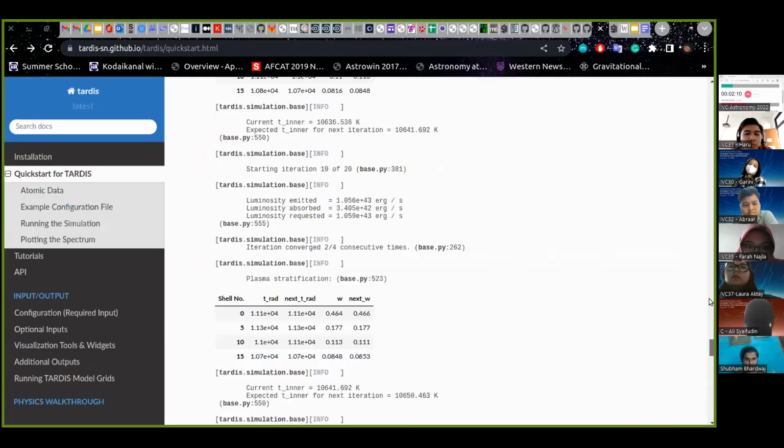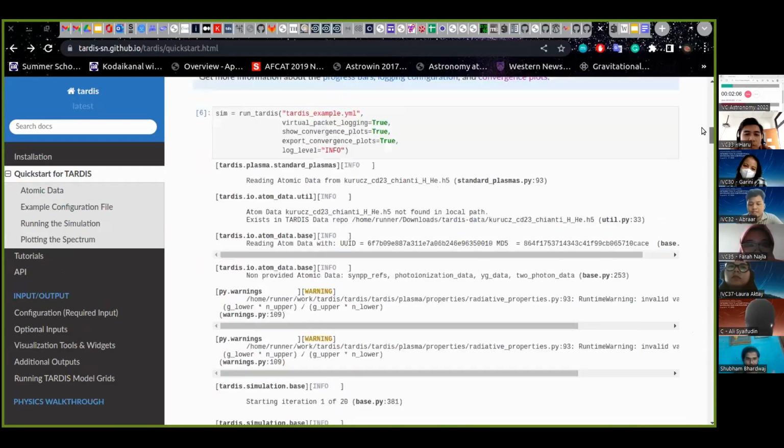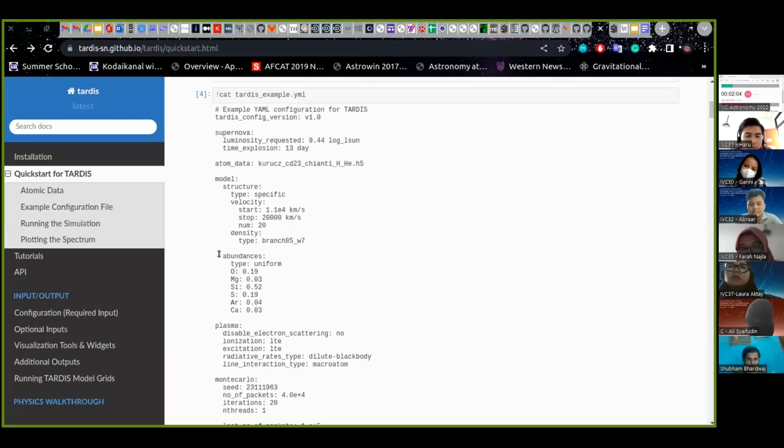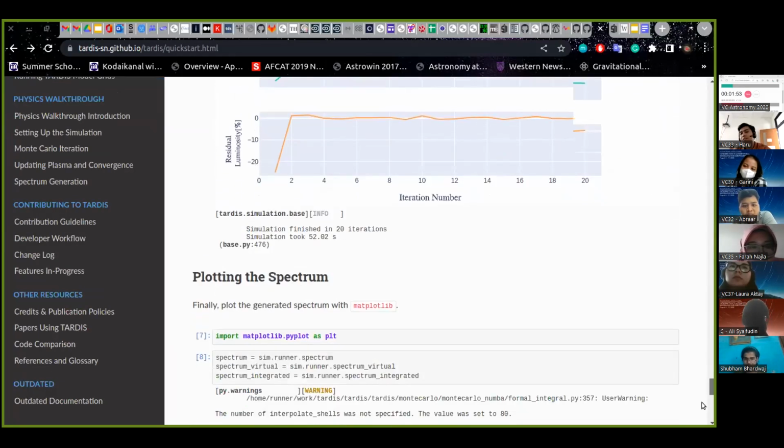Okay, so it's from this configuration file, if you see. We are defining the abundances of metals, right? The magnesium, silicon, sulfur, and others matter. So in the plot we see those abundances.